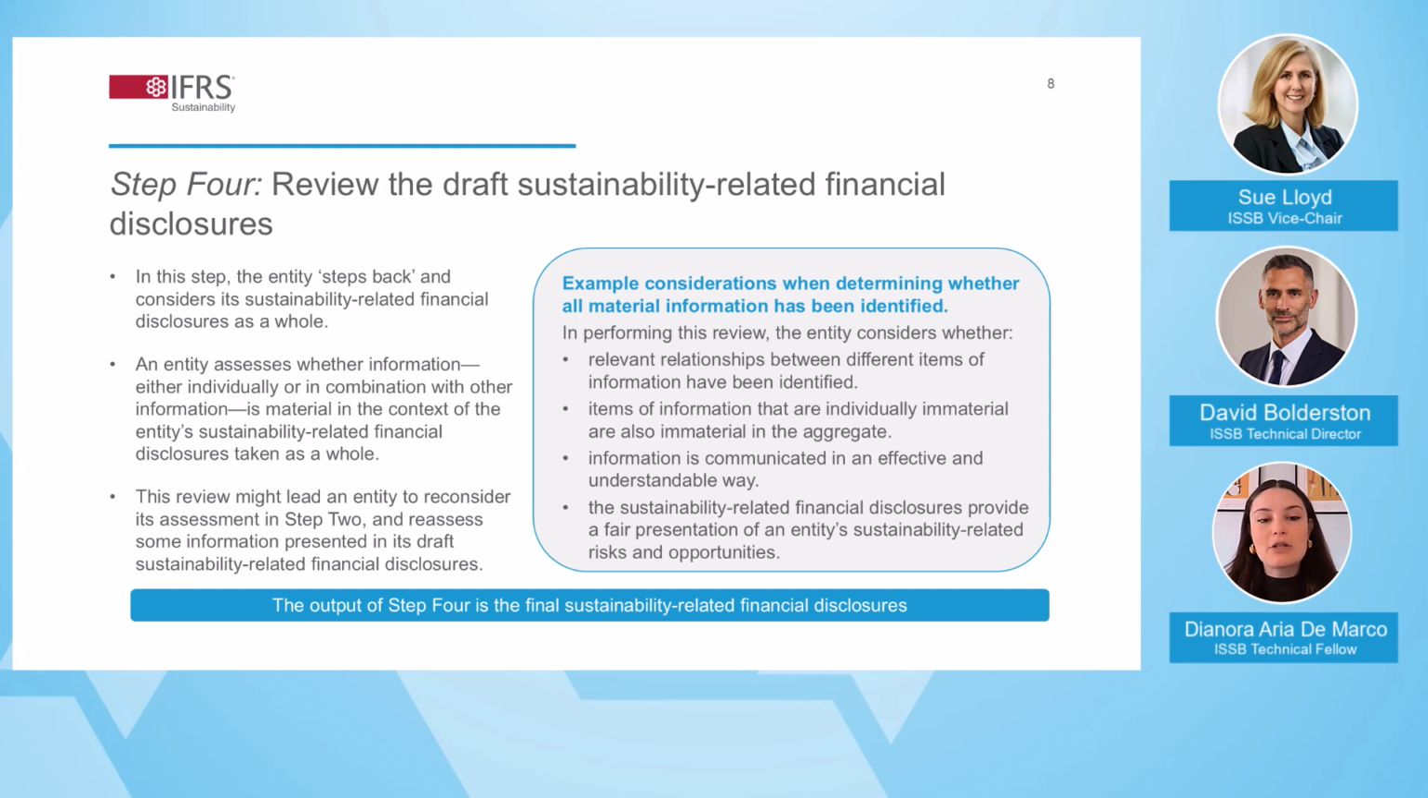It also checks that information determined to be immaterial is still immaterial when considered together with other information in the context of its sustainability-related financial disclosures, and whether looking at the package of disclosures, particular information is indeed material. Some of these example considerations are set out on the right side of the slide, and there are more examples in the materiality guide. This review could lead an entity to reconsider its assessment in step 2, assessing potential material information, resulting in more or less information being provided in the sustainability-related financial disclosures.